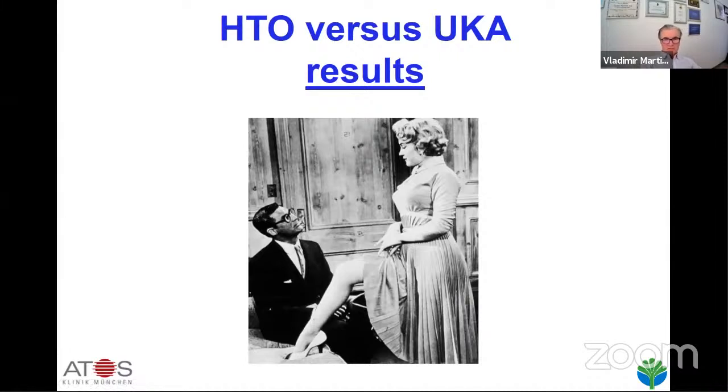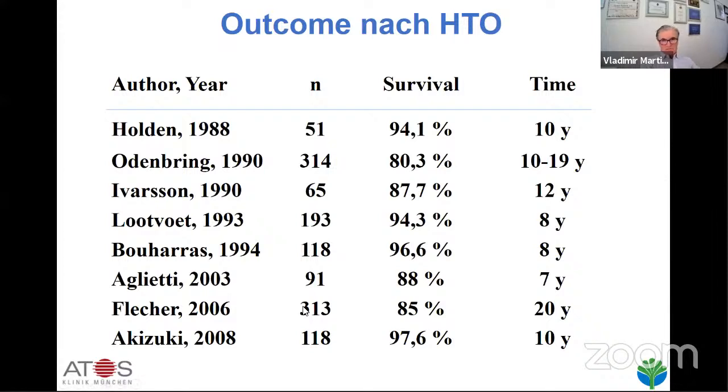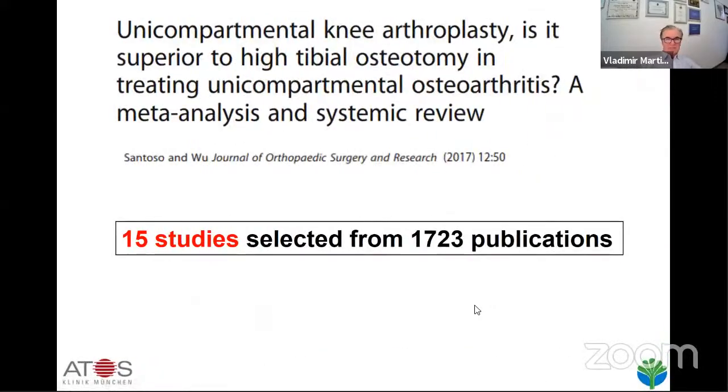What about the results? If you look at the literature, results are as you look for them. If you look for good results for high tibial osteotomy, you will find them. If you look for good results for unicondylar, you will find them. So this is an old slide. It was already more than 10 years old. But as you see here, the results following high tibial osteotomy are excellent. We have 97.6% survival after 10 years of high tibial osteotomy. We have 85% survival of high tibial osteotomy after 20 years. So the results are very excellent if we look at the right side.